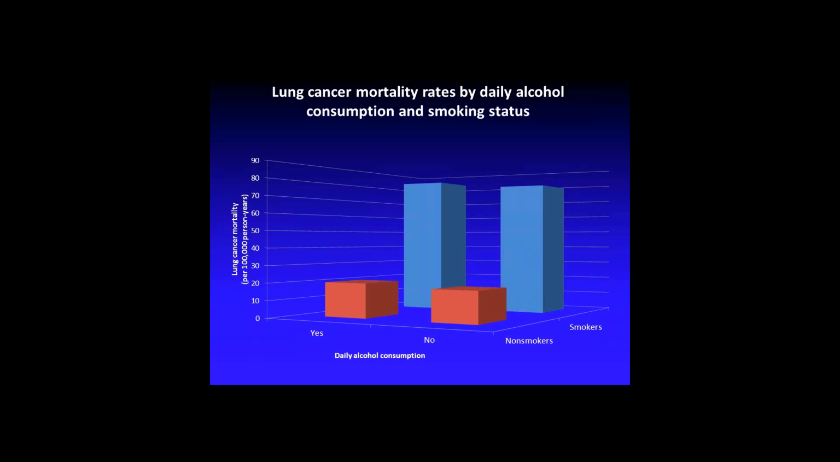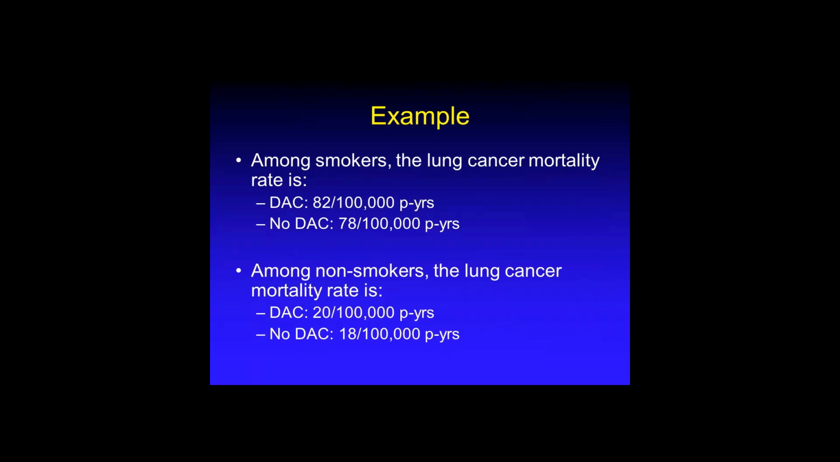If we look among smokers, we also see that the lung cancer mortality rate is roughly equal. So when we compare smokers to smokers and non-smokers to non-smokers, what we see is that there's no association whatsoever. If we actually look at the rate, among smokers who drink alcohol daily, the lung cancer mortality rate was 82 per 100,000 person years. For those who do not drink daily, it was 78 per 100,000. No association whatsoever. Same thing among non-smokers, 20 per 100,000 and 18 per 100,000. So when we separate by this possibly confounding variable, we know that there is no association.